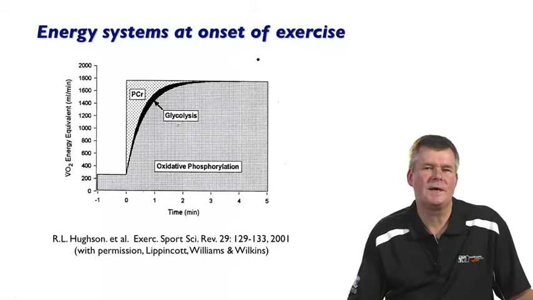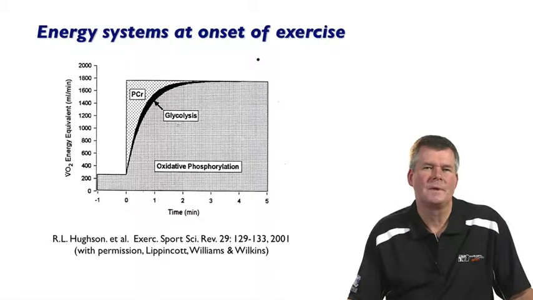If we now look at some examples of how these energy systems are utilised, let's look at the transition from rest to a certain level of exercise. We call this steady state exercise. And in this example, an exercise intensity that requires about 1.8 litres per minute of oxygen. You can see that the oxygen uptake doesn't increase instantaneously to that level.